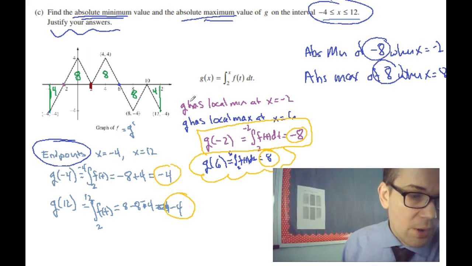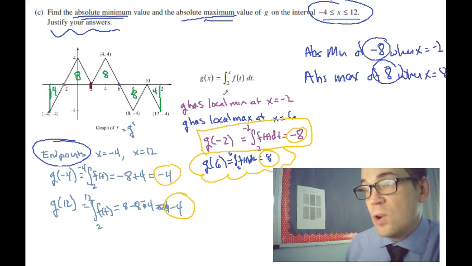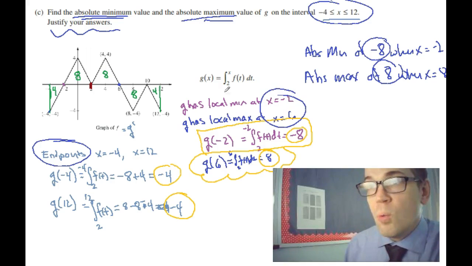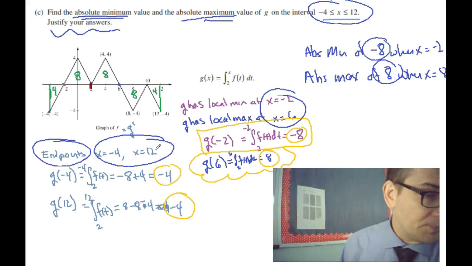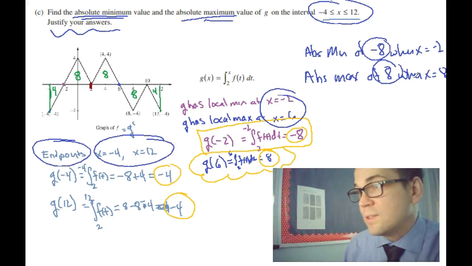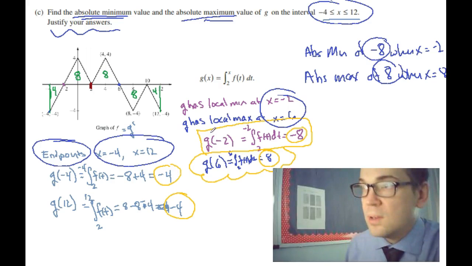That was worth 4 points. One of those points was for knowing to check these local extrema. One of the points was for knowing to check the endpoints. And then 2 was your answer with all this justification.